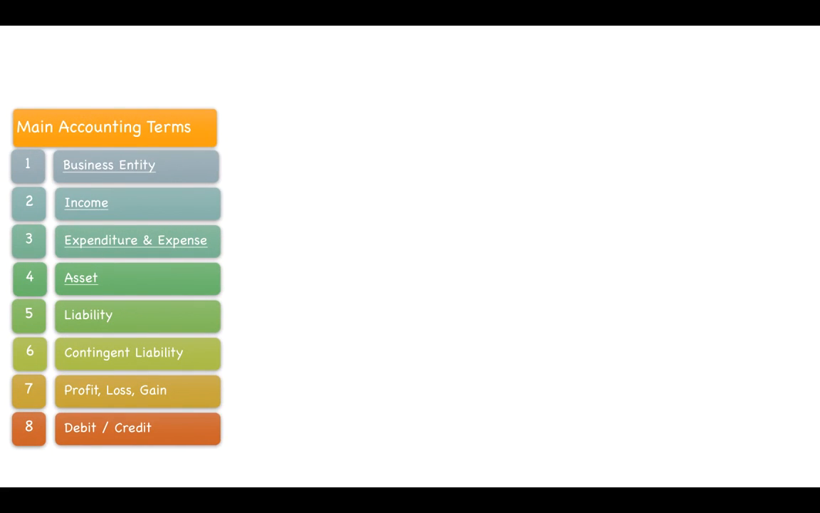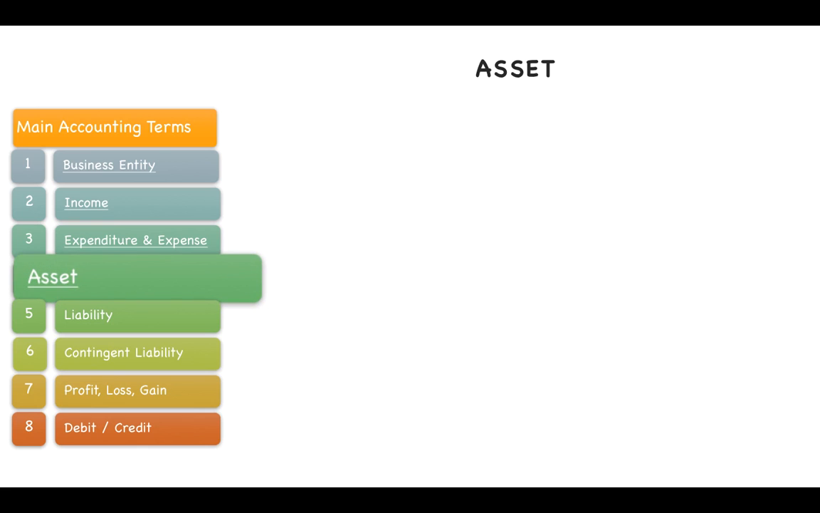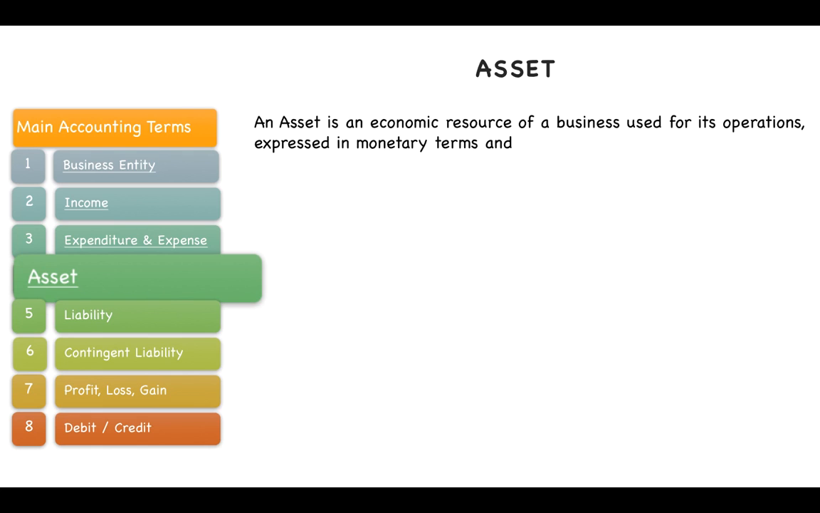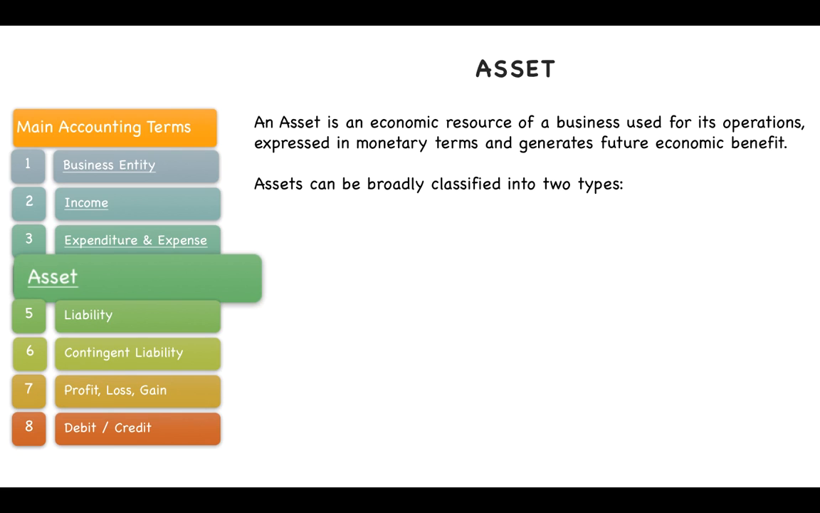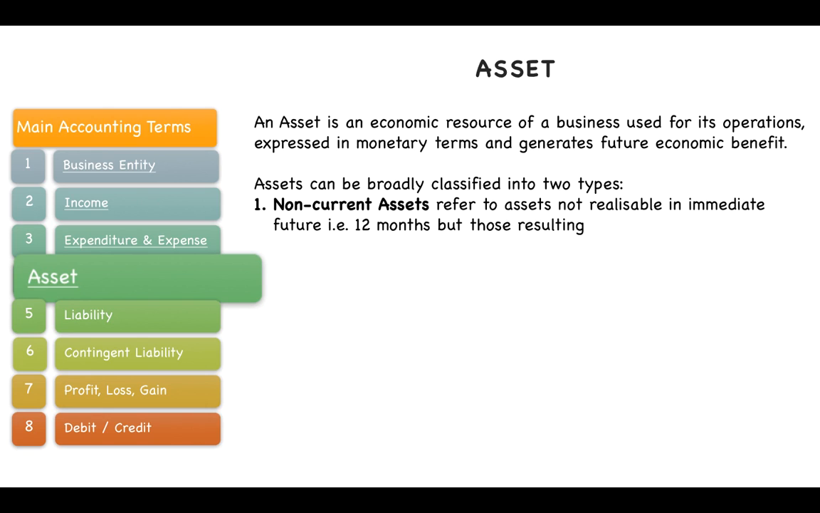The next one is asset. An asset is an economic resource of a business used for its operations, expressed in monetary terms, and generates future economic benefit. Assets can be broadly classified into two types. One is non-current assets, which refer to assets not realizable in immediate future, that is 12 months, but those resulting in future economic benefit generally beyond 12 months.